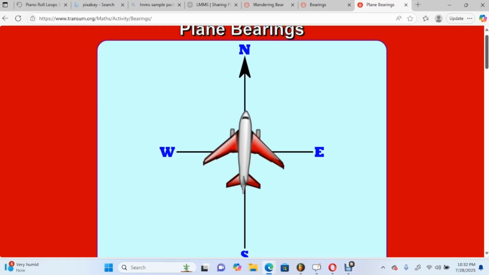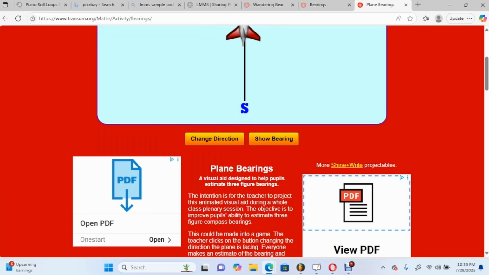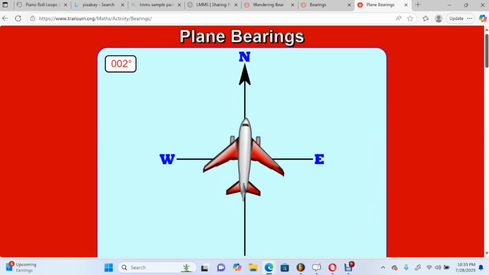Your answer should always be three digits. In this case, it is near 0 degrees. I always try to say 000, but the angle is a little more than 0, so I can say 001, or 002. Let me show the answer and then we go back. So this one is 002. I hope your answers were very close to that.